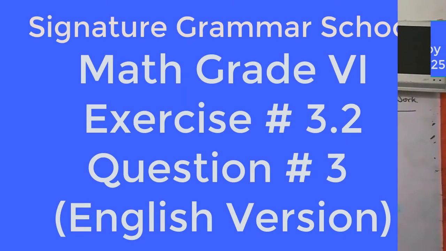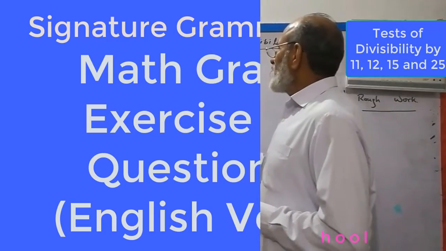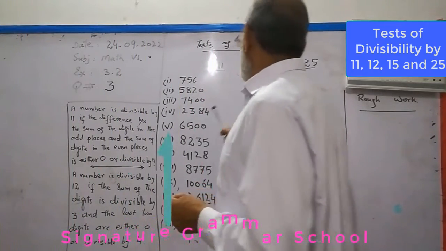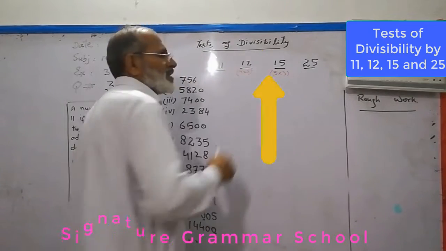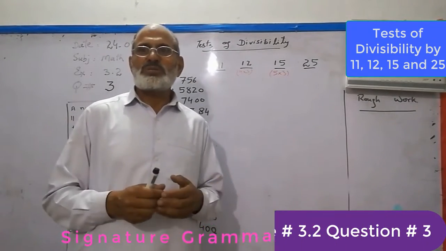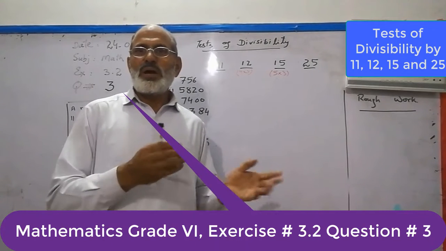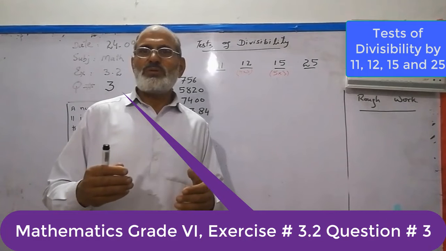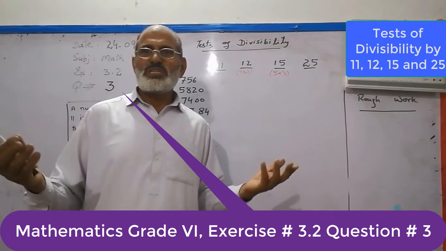In this question, we have been asked to decide whether the given values are divisible by 11, by 12, by 15, and by 25 without following the lengthy process. Just apply the test of divisibility, or the rule of divisibility, and give our answer within a short time.